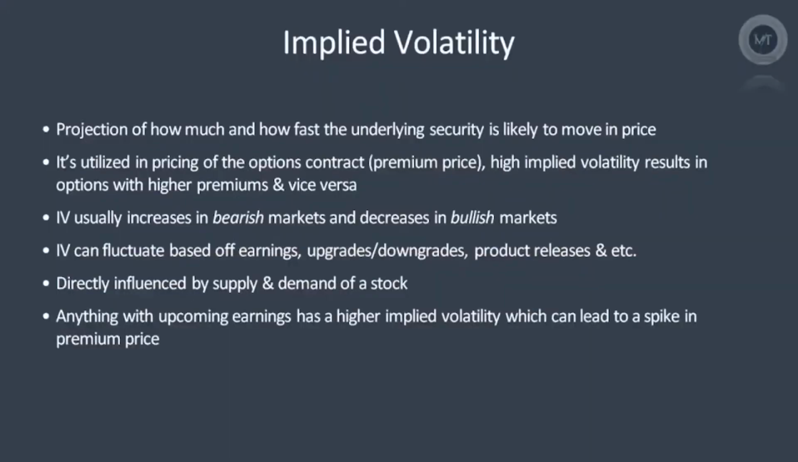Implied volatility, otherwise known as IV. What IV is, basically, is a projection of how much and how fast your stock is predicted to move, or is likely to move, in its price. It's not going to predict the direction of that move. It's just predicting how fast, how soon it's going to make that move or not.